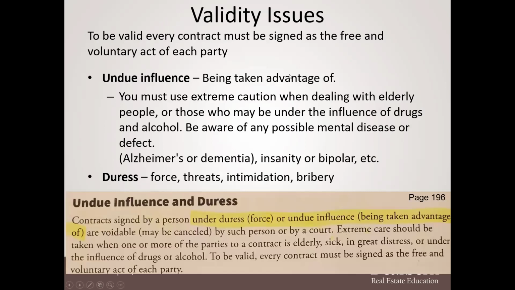So undue influence means you're taken advantage of. So we have to use extreme caution when dealing with elderly people or those who may be under the influence of drugs or alcohol, or have some sort of mental disease or defect, or are on their deathbed or in a hospital. Don't go to hospitals to get people to sign contracts. That's very sketchy. Also be wary of people who have Alzheimer's or dementia, insanity, or extreme cases of bipolar, things of that nature where they could be considered as being taken advantage of.